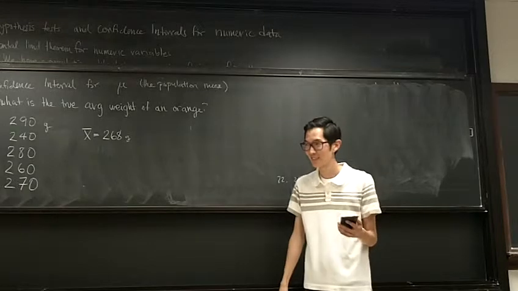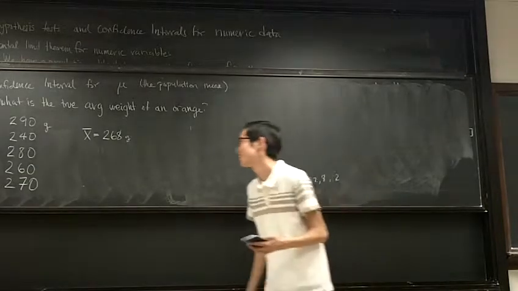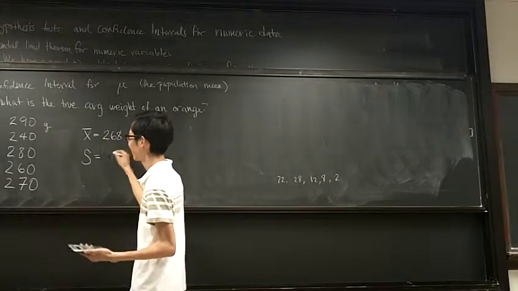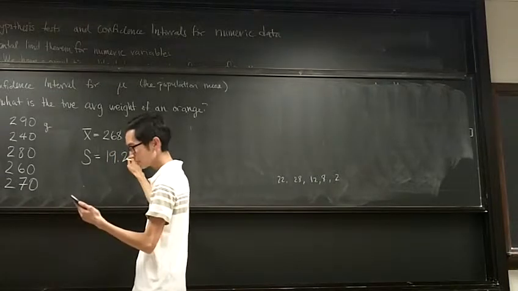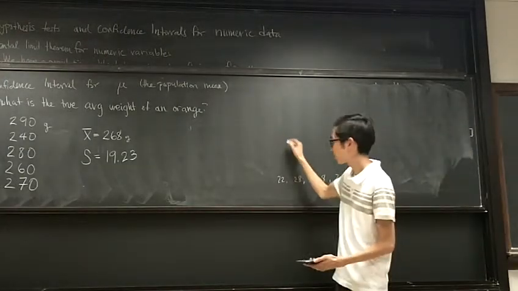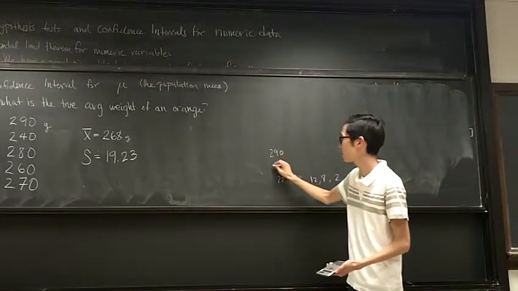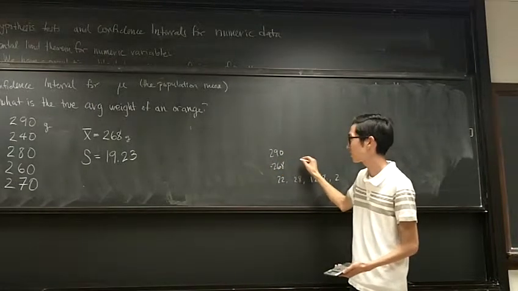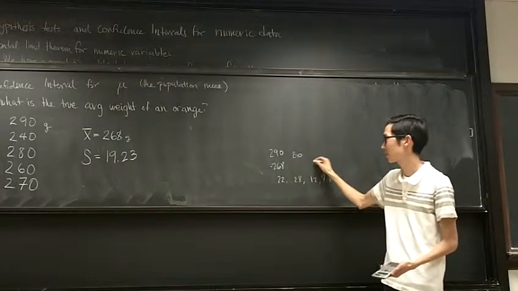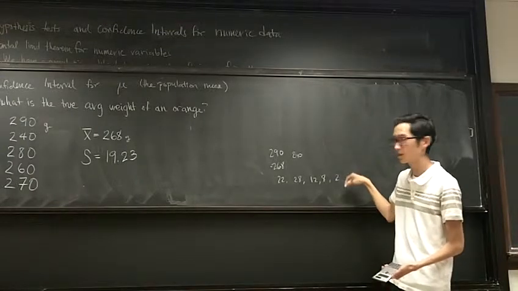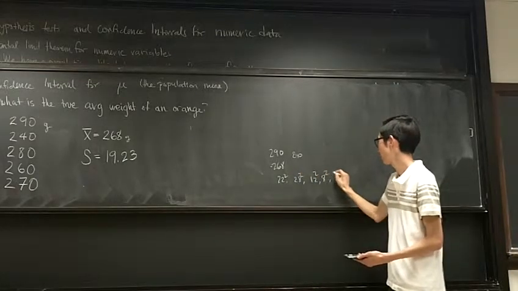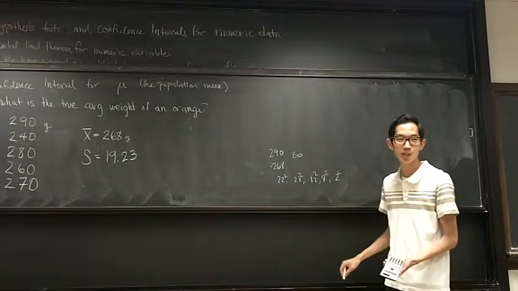Nobody got it. The answer is 19.23. So what I did: 290 minus 268 is 22, 240 minus 268 is minus 28, 280 minus 268, 260 minus 268, and 270 minus 268. That's what all of these numbers are. Then I squared them in my calculator, added them, divided by 4, and took the square root.